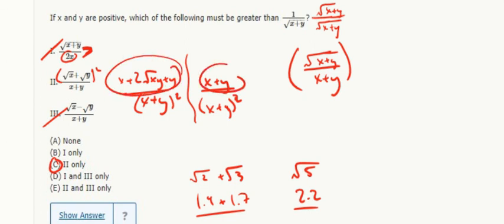Notice this compared to this. They both have the x plus y, but this also has the 2 root xy in it. So that's again why root x plus root y is always bigger than root x plus y. So it's 2 only.